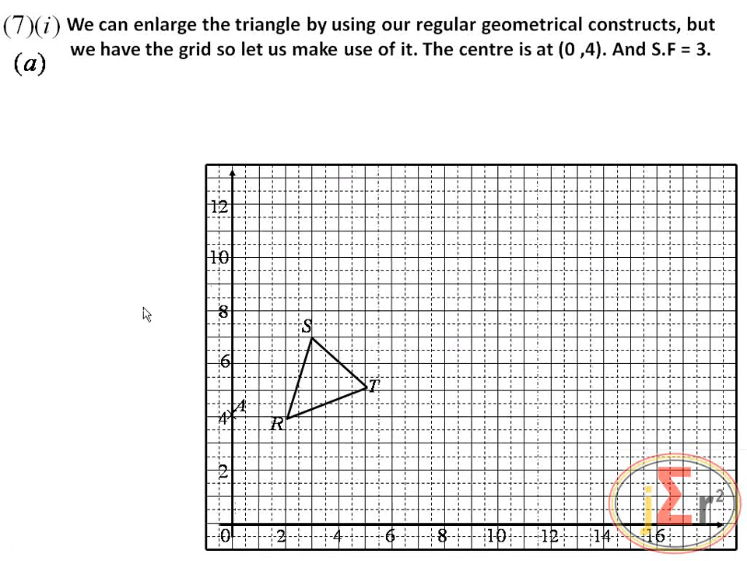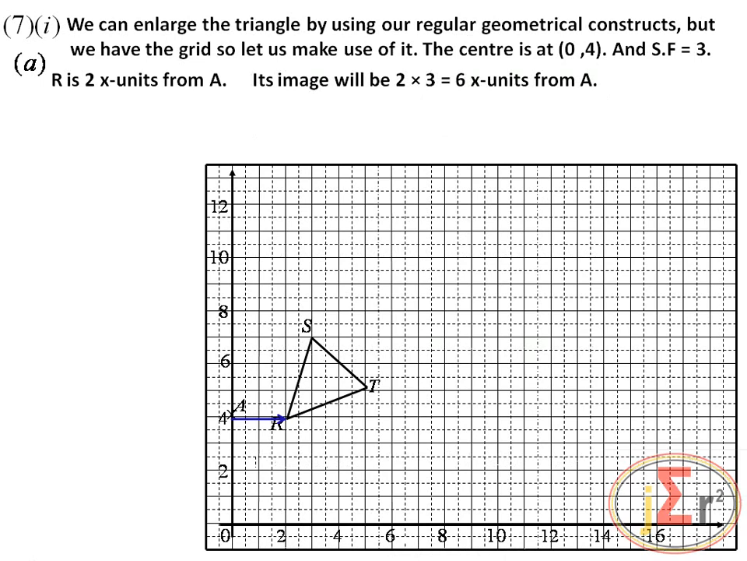So there is our center of enlargement. How do we locate the image of each point? R is 2 x units from A. If we multiply that by the scale factor of 3, its image will be 2 times 3, which is 6 x units from A. Right there, we will have R prime.